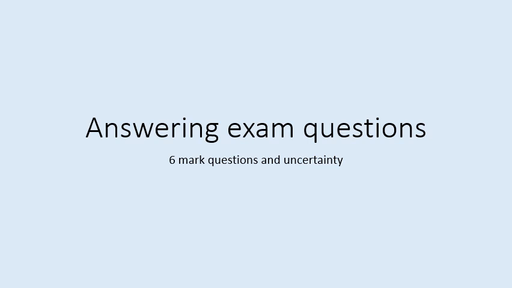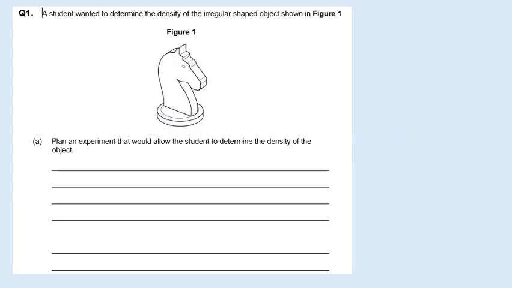Okay, today we're looking at how to answer exam questions again, and we're going to have another look at a 6-mark question. In this case we're also going to focus on uncertainty, and what we mean by the term uncertainty. So this is an example of a 6-mark question asking you to determine the density of an irregular shaped object, which you have done in previous lessons.